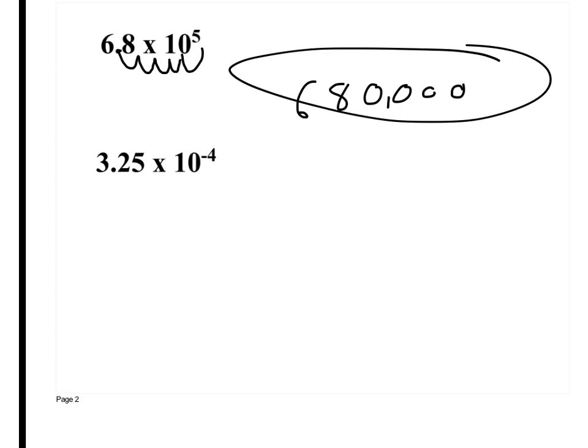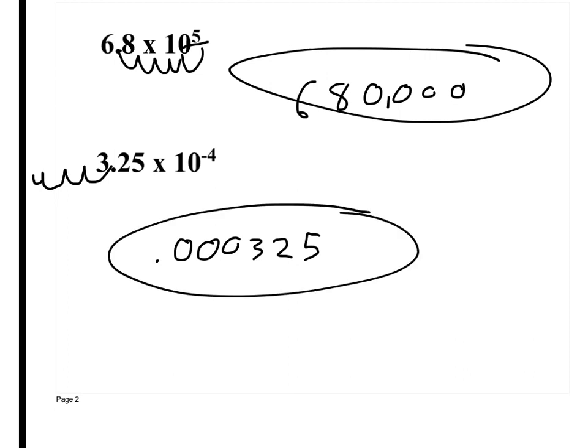This is 3.25 times 10 to the negative 4. When we have a negative exponent, we're going to the left. Everything we've done so far had a positive exponent, and we've always gone to the right. Since it's got a negative exponent, we go to the left. So we move 4 to the left. 1, 2, 3, 4. So that means I'm going to add 3 zeros to 3, 2, 5. And there's my number.